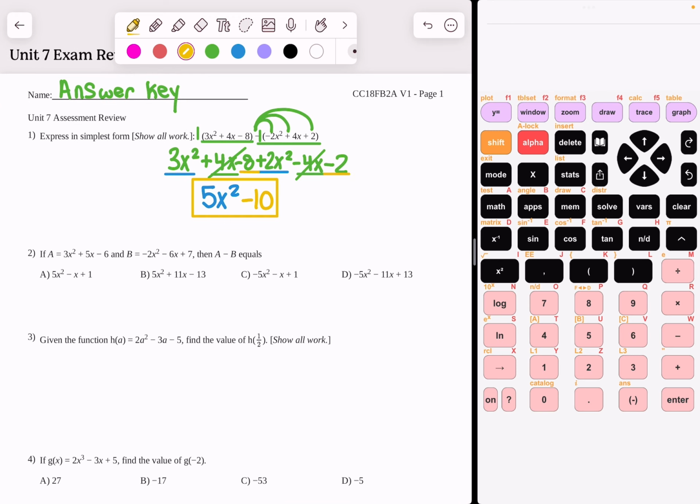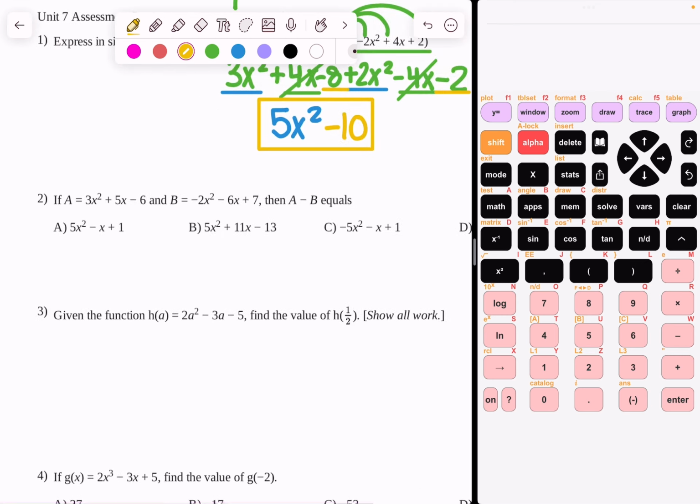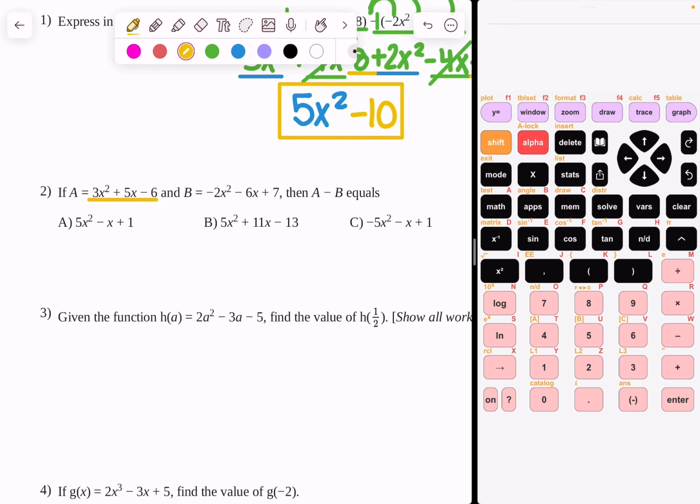All right, let's look at question 2. If A equals this and B equals this, then what is A minus B? Okay, so first they want me to write down A. This is A, 3x squared plus 5x minus 6. That's a whole group, so I'm going to put it in parentheses. Then they want me to minus B, which is negative 2x squared minus 6x plus 7.